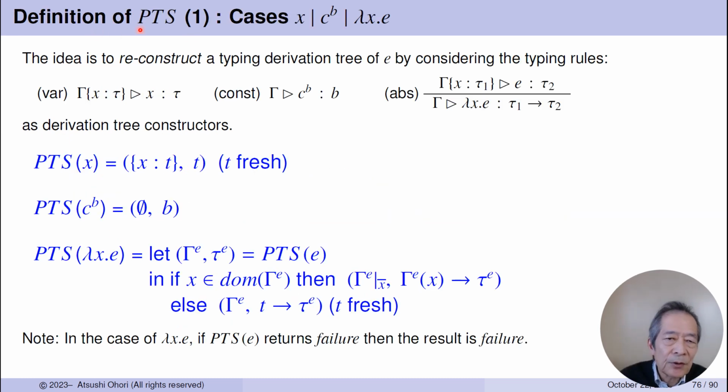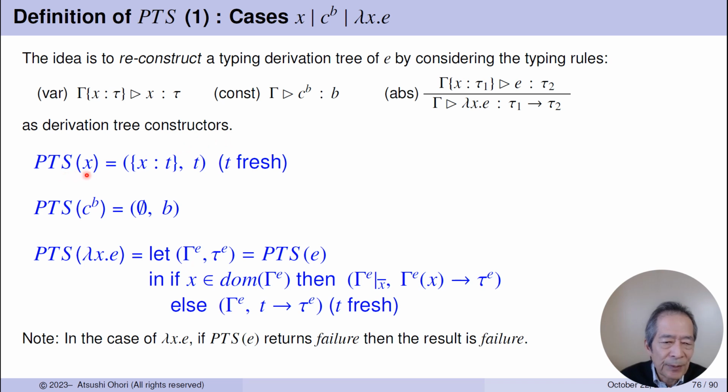The definition of PTS. The first part is for the cases of these expressions. The idea is to reconstruct a typing derivation tree of E by considering the typing rules. In this case, these three rules correspond to these term constructors as derivation tree constructors. Right, so let's look at each of them.